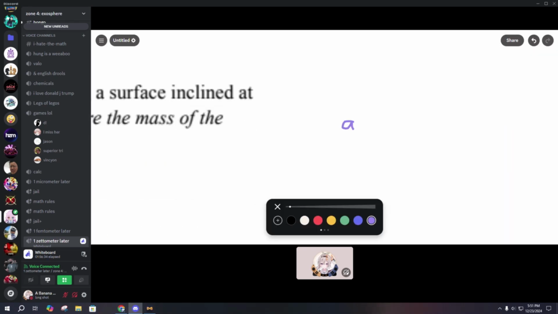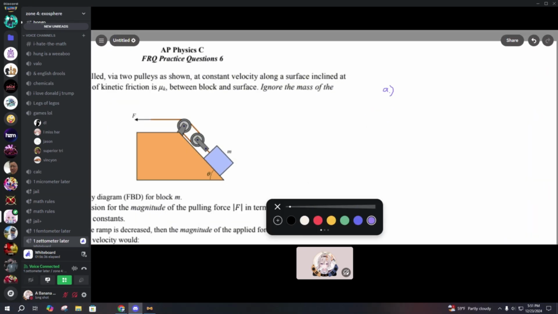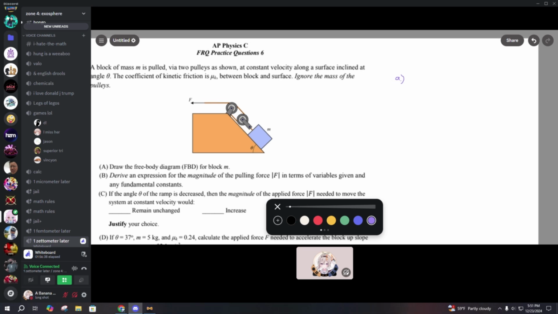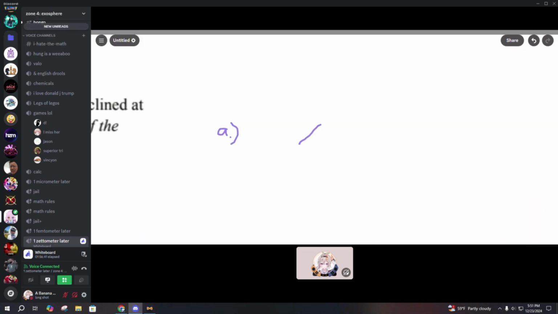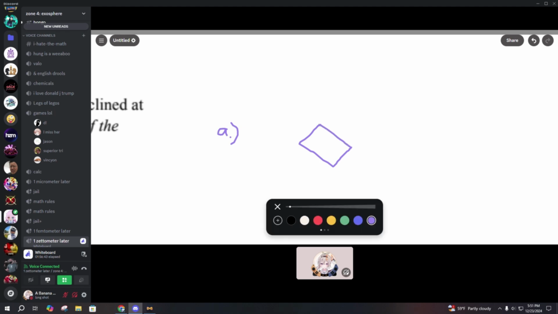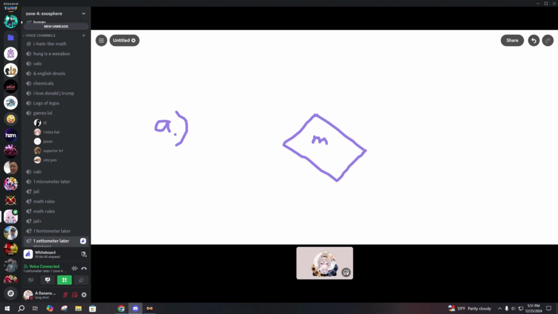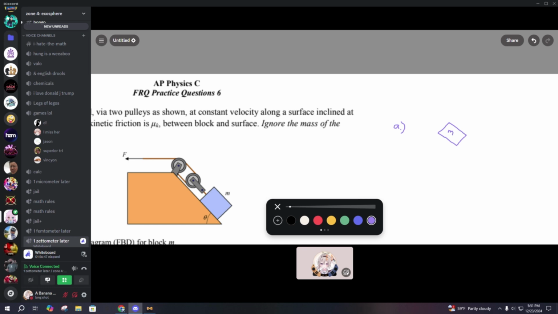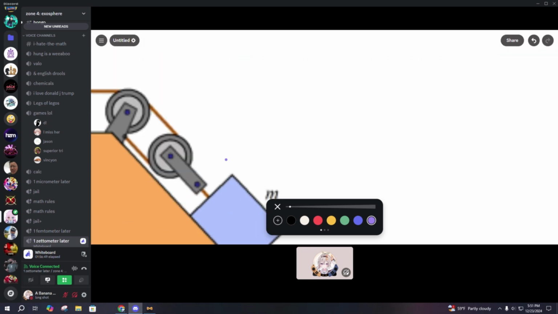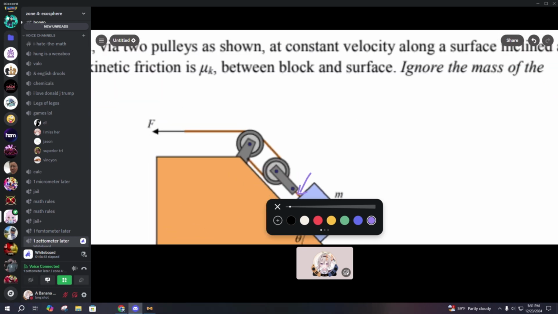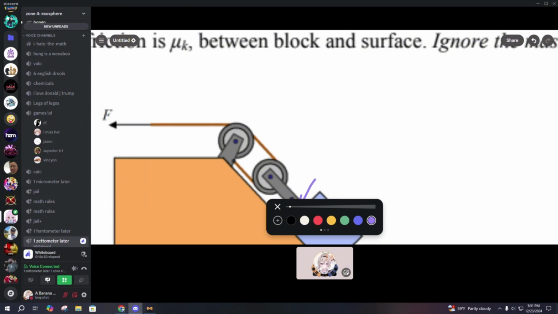Okay, for part A, they want a free body diagram for block M, for all the forces on block little m. So draw this block little m, and you have to draw all my forces. Well, I know that there's going to be a tension force here, right? But that's not given in the diagram. They don't label it. So what is that motivated by?